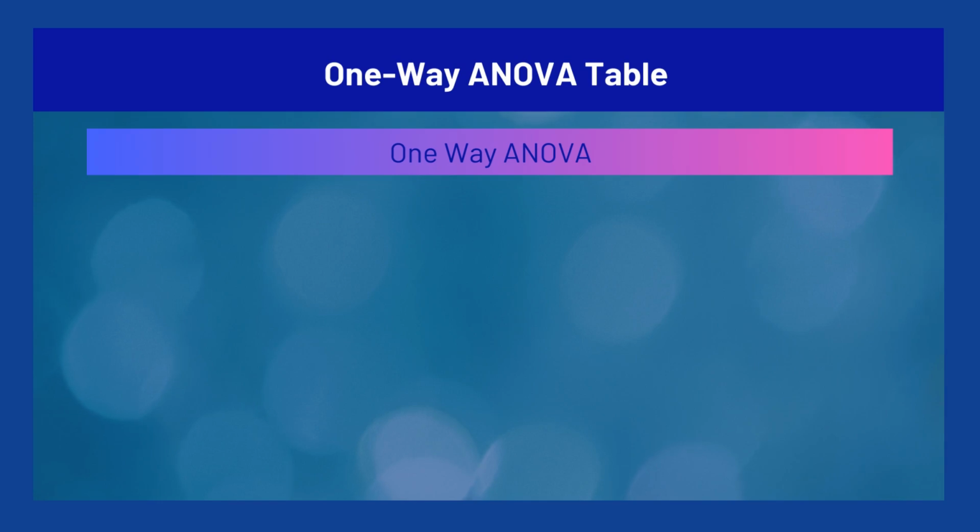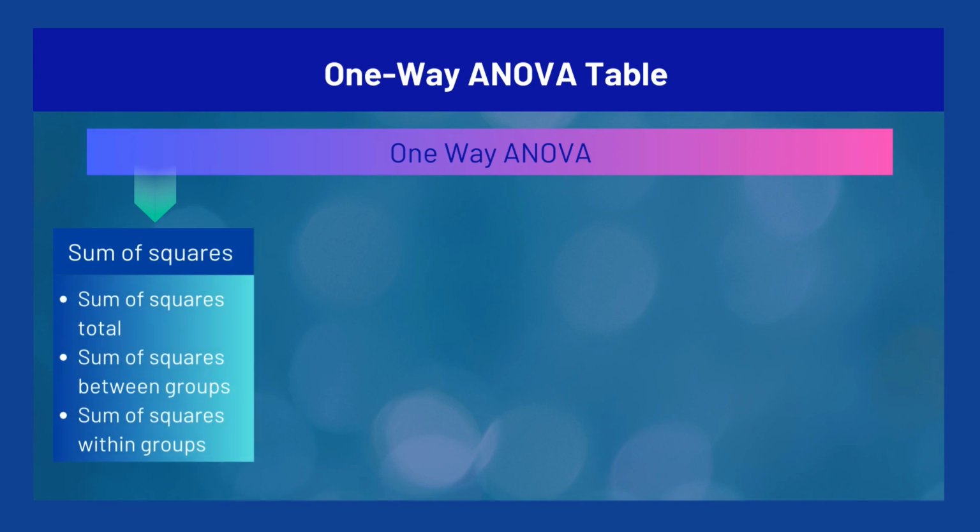Constructing a one-way ANOVA table manually involves several steps. First, we will calculate the sum of squares for each component. The total sum of squares represents the total variance in the data. Sum of squares between groups represents the variance between the groups. Sum of squares within groups represents the variance within the groups.